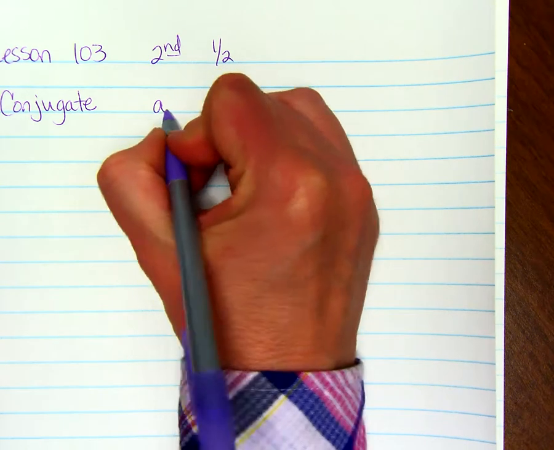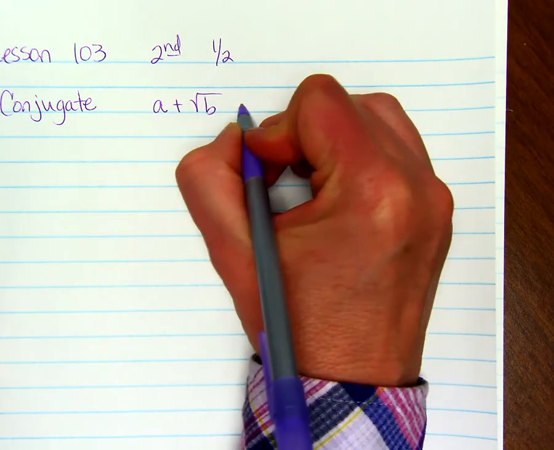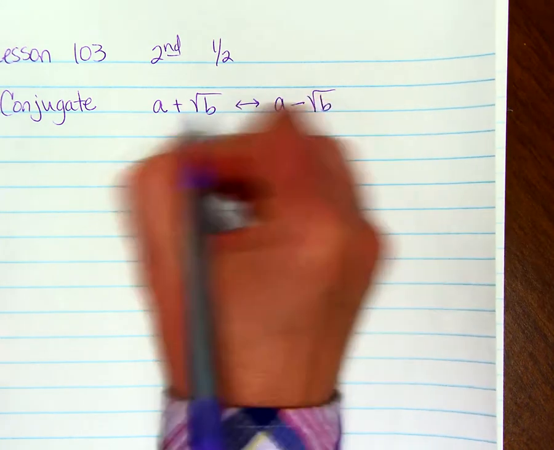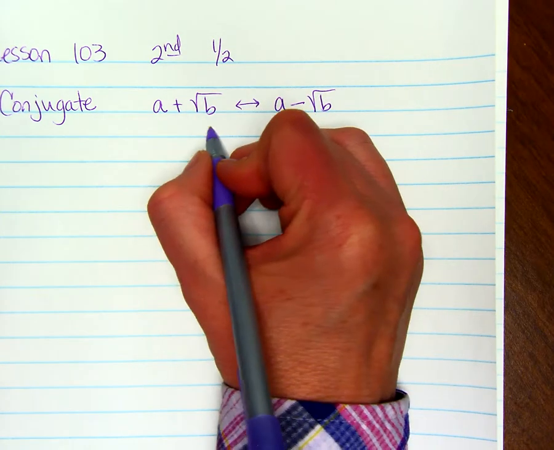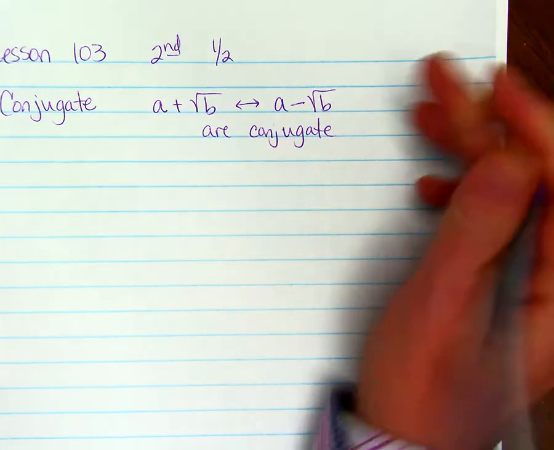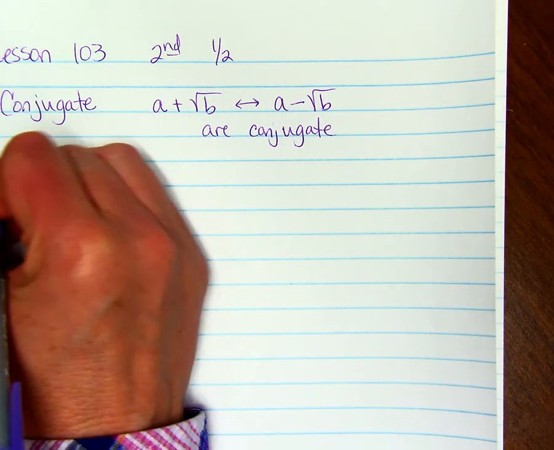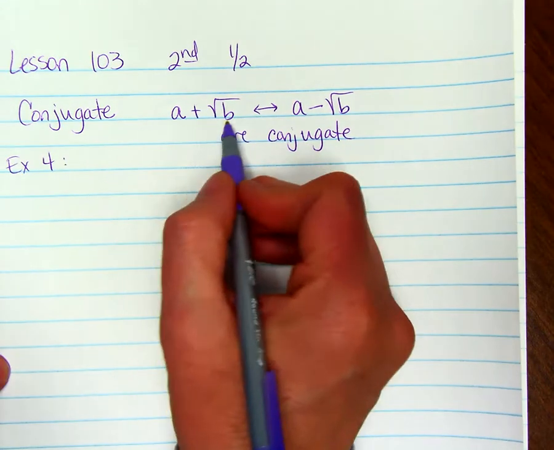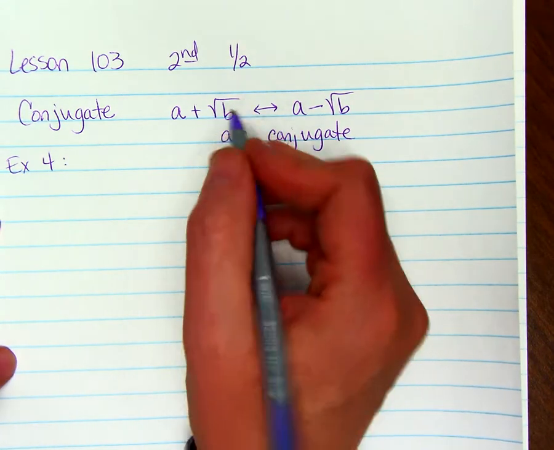If you have a plus the square root of b, the conjugate is a minus the square root of b, and vice versa. These two are conjugates. So if you have an example, we're going to do an example 4 where we have a sum like this, or a difference, in the denominator.